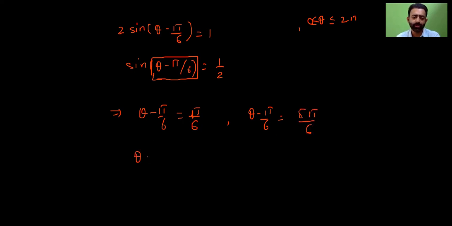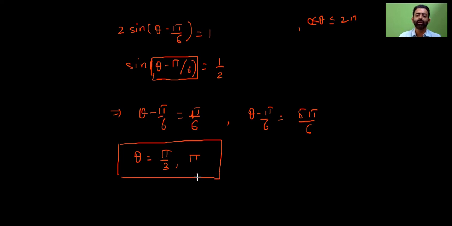So the final value of theta will be 2 pi by 6, means pi by 3, and the other is 5 pi by 6 plus pi by 6, which is just pi. So these are the two possible values that you will get between 0 to 2 pi. You can try for another value also, let us say theta minus pi by 6 is 2 pi plus pi by 6. This will be greater than 2 pi, so you can't get this value. So the solution is just this.